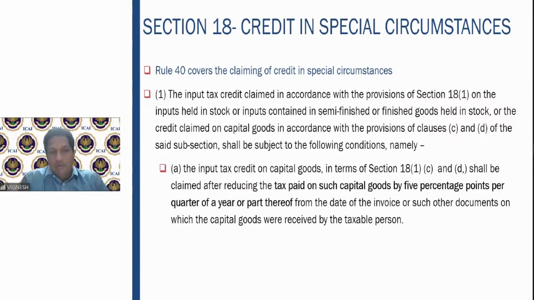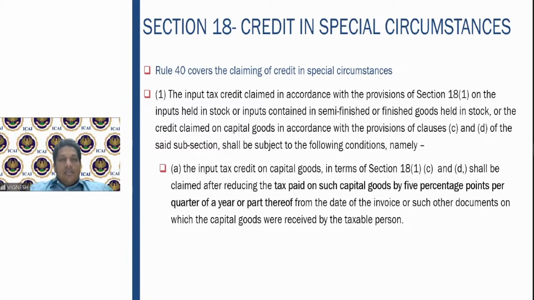So now we come to rule number 40, which covers the claiming of credit in special circumstances. So here the various rules are specified as to how you have to claim the input tax credit or how you have to reverse the input tax credit in various situations. The first one, what we see is the input tax credit claimed as per the provisions of section 18.1 on inputs held in stock or inputs in semi-finished or finished goods, or capital goods in C and D. Okay, in A and B, capital goods is not there. So it shall be subject to the following conditions.